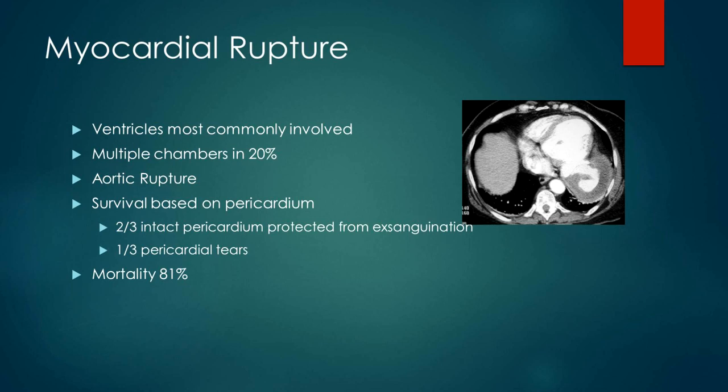Myocardial rupture, typically it's the ventricles that are most commonly involved. 1 in 5 will have multiple chambers involved. You can get aortic rupture with this as well. Survival is based on the pericardium. 1/3 of these patients will have pericardial tears. 2/3 may have an intact pericardium that can sometimes protect them from exsanguination, but it still has an extremely high mortality rate of about 80%.